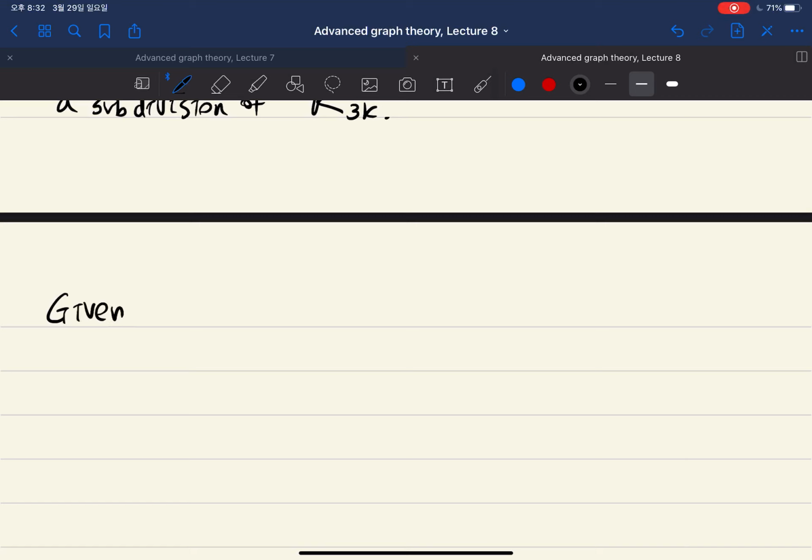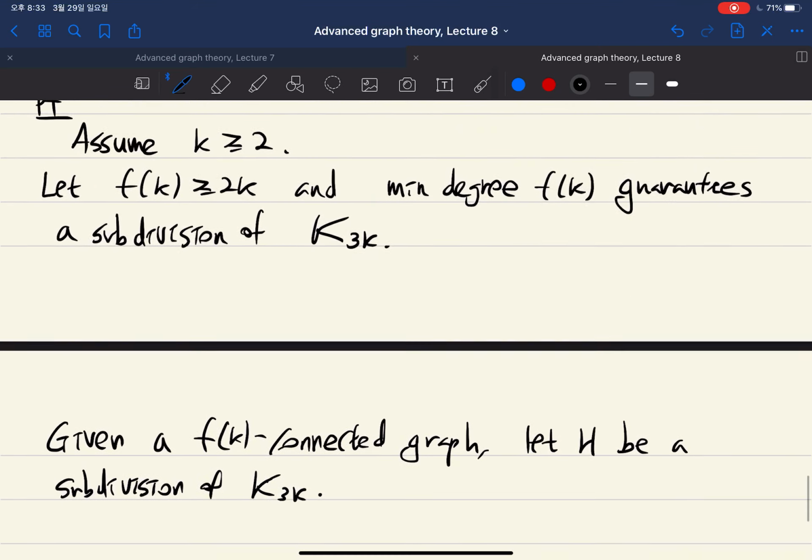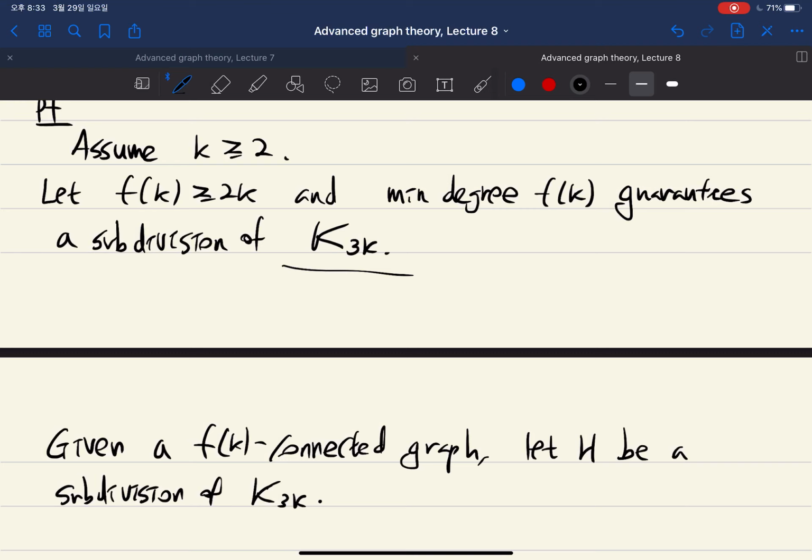So let's say we are given an f(k)-connected graph. This graph has minimum degree at least f(k). So we can take a subgraph H, which is a subdivision of K_3k. And such f(k) exists from the previous theorem. The previous theorem implies that f(k) equal to 2 to the (3k choose 2) is enough.